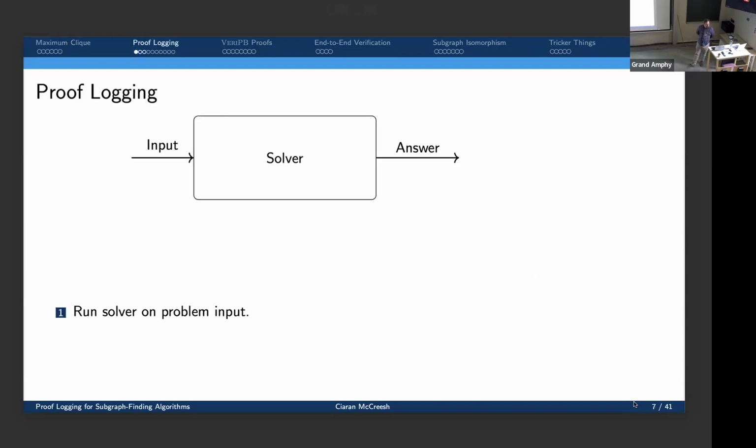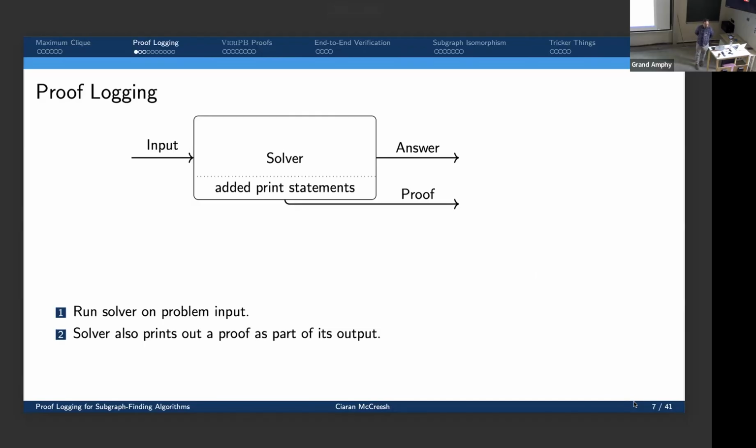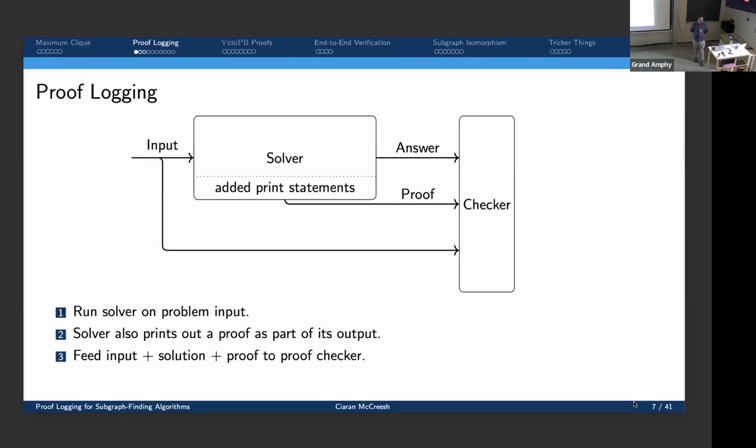So, as we heard earlier, proof logging. We have input, we feed it into the solver, and the solver spits out an answer. And we take the existing solver, we add a few print statements to it, and the solver prints out a proof. We take this input and we feed it into the proof checker, and the proof checker either says, yes, you have given me a valid proof, you can trust this answer, or it says, no, potentially there's something wrong.